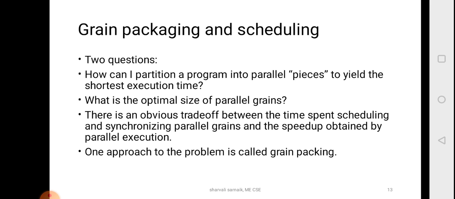Then we have seen grain packaging and scheduling. One approach to the problem of scheduling comes under the trade-off between the time spent scheduling and synchronizing parallel grains and the speedup obtained by parallel execution, which we call grain packing. So these concepts are covered in this PPT.